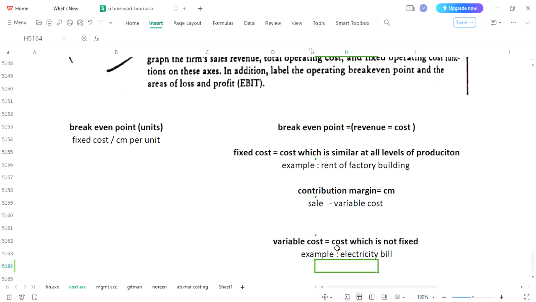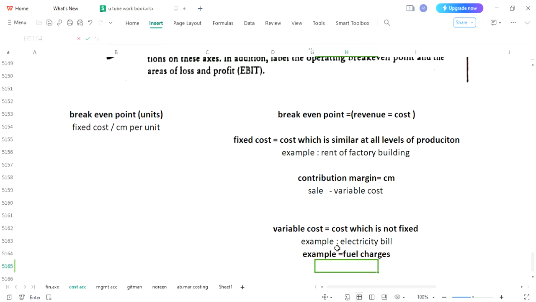Another example we can take is your fuel charges. I'm sure you can relate this example with variable cost easily. If you work more, you will use more fuel. If you work less, less fuel would be used. So it is directly dependent upon the level of production. The higher the level of production, the more fuel will be consumed, and hence fuel charges will increase.